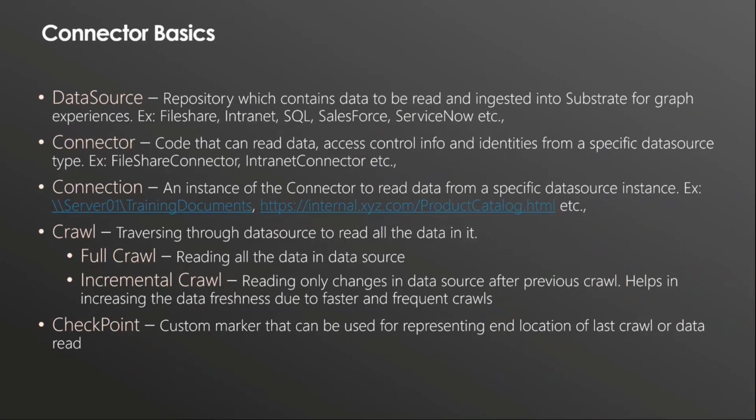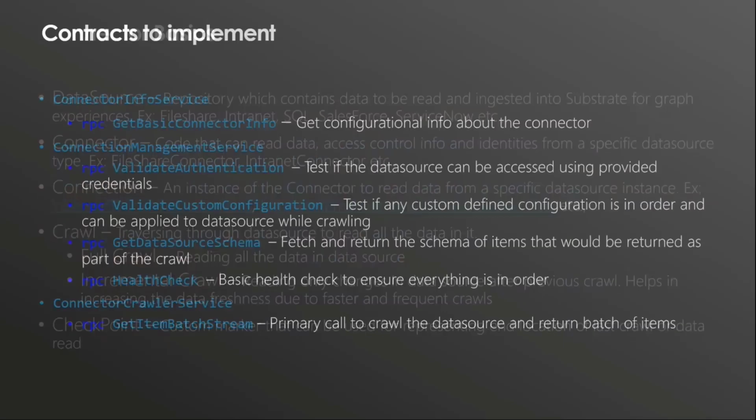So to do this incremental crawl, again, we support something called a checkpoint. Checkpoint is essentially we say that this is the last point or the end point of the last crawl. And in the next crawl, we'll take care of the rest of the data source that was crawled from that particular checkpoint. So these are some of the very basic terms that will be mentioned in this connector package and while you're in the connector documentation as well.